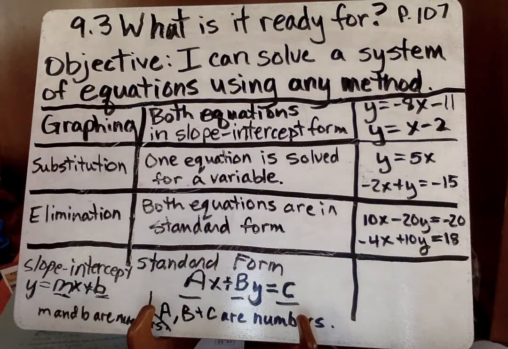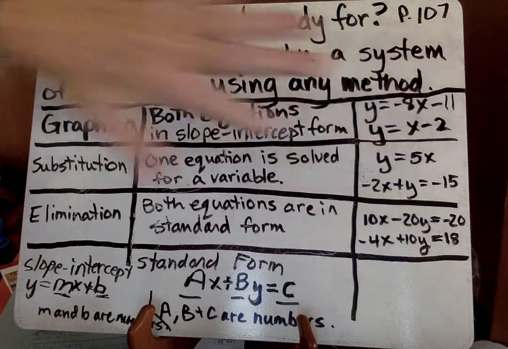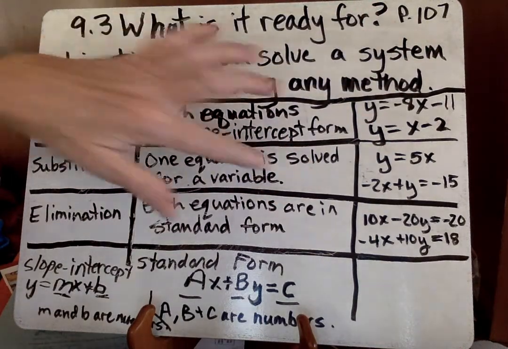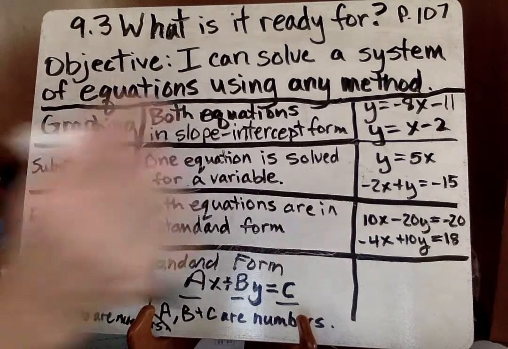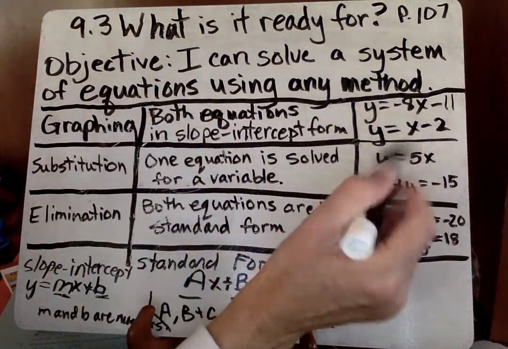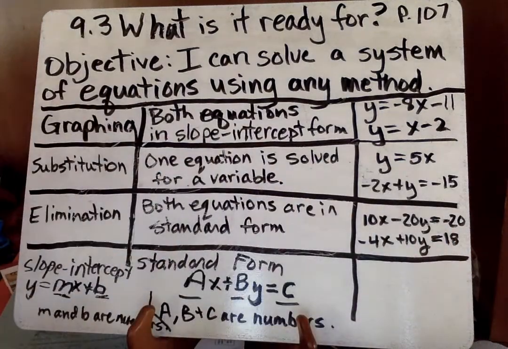Another method is by substitution. This is when one equation is solved for a variable. Over here, y equals 5x. Y is solved, and then negative 2x plus y equals negative 15. Since y is already solved, it's by itself, we would substitute the 5x in for the y right there and solve for x, and then plug it back in and solve for y.